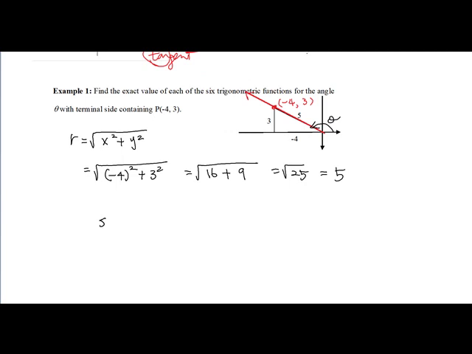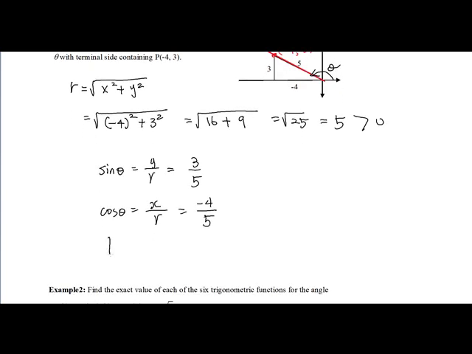Now sine theta, so the angle theta right here is my theta, or something coterminal to that. By the definition, sine theta is y over r, and the y coordinate is 3, r is 5. Don't forget, r is always positive, and x is negative in quadrant 2, y is positive in quadrant 2. And now cosine theta by definition is x over r. X is given to you as -4, r is 5. And tangent theta is y over x, and so 3 over -4, or -3 over 4.